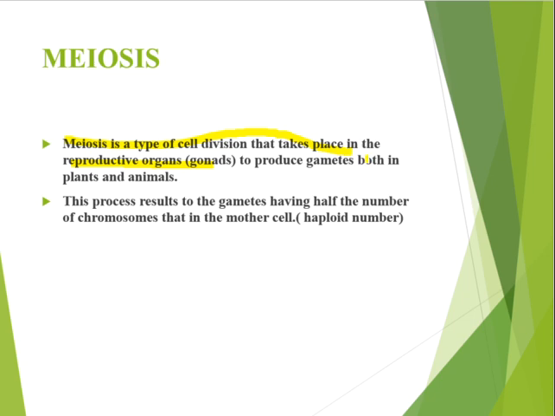And when this type of cell division takes place in the reproductive organs, they are able to produce gametes, both in plants and animals. This process results in gametes having half the number of chromosomes of the mother cell or the parent cell, and we say they are haploid in number, meaning half the number of chromosomes as the parent or the mother cell.